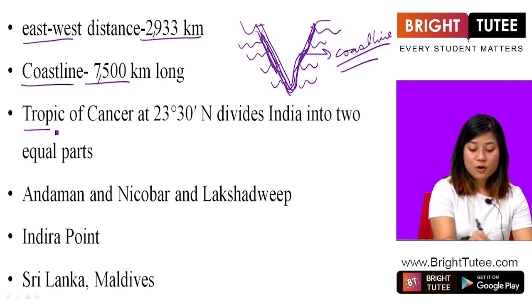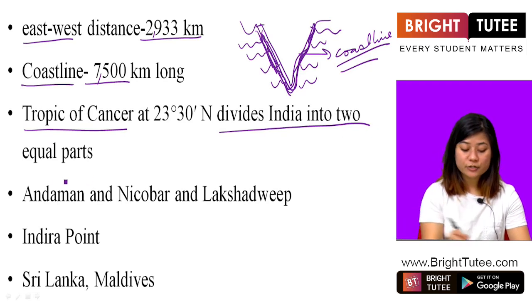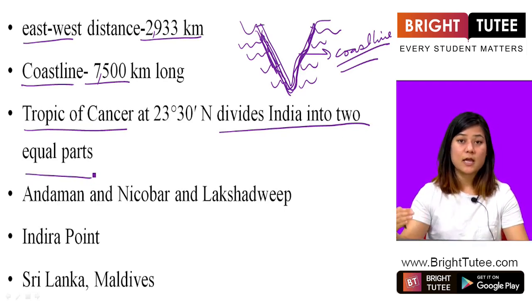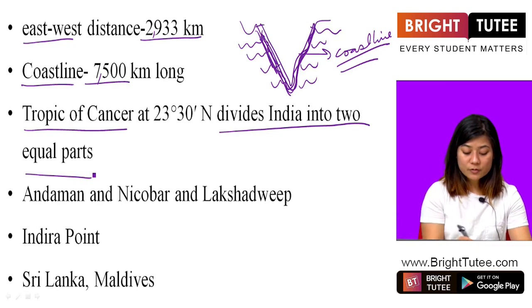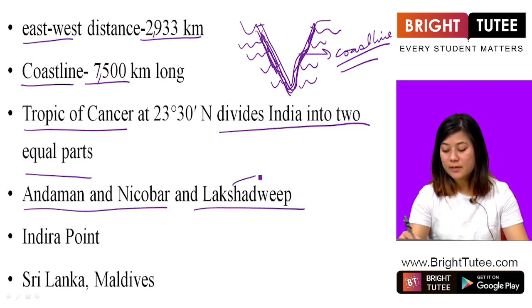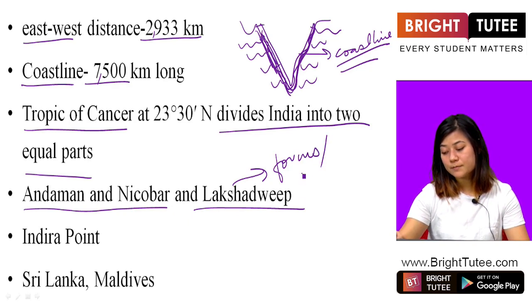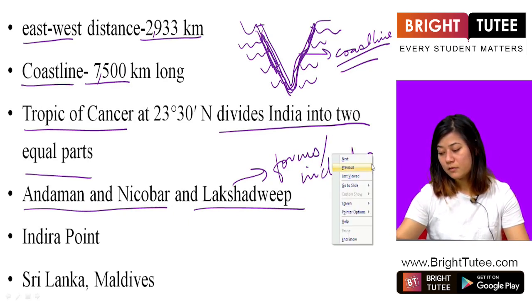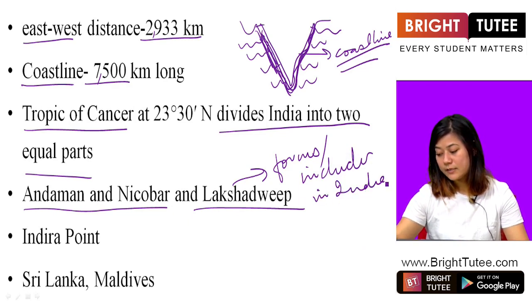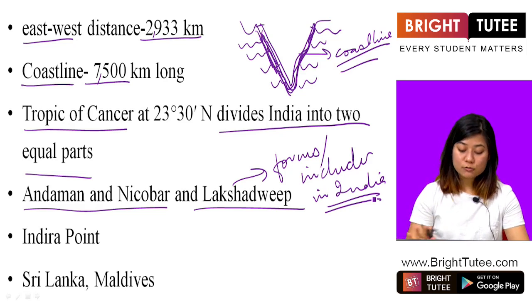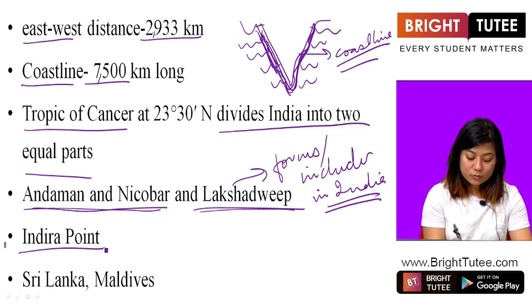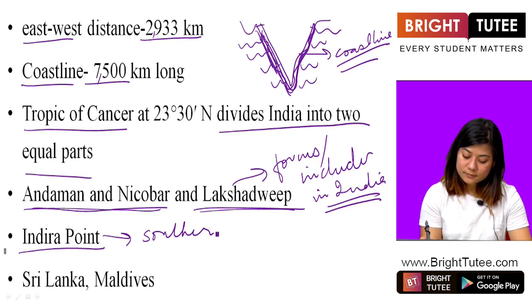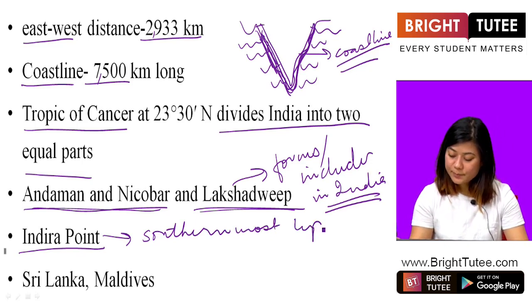We also know that the Tropic of Cancer divides India into two equal parts. It passes through India and divides it into two parts. Now we know that the Andaman and Nicobar Islands and Lakshadweep also form part of India. We cannot exclude the Andaman and Nicobar Islands and Lakshadweep Islands. They are also part of India. And we know that Indira Point is the southernmost tip of India, not the mainland.